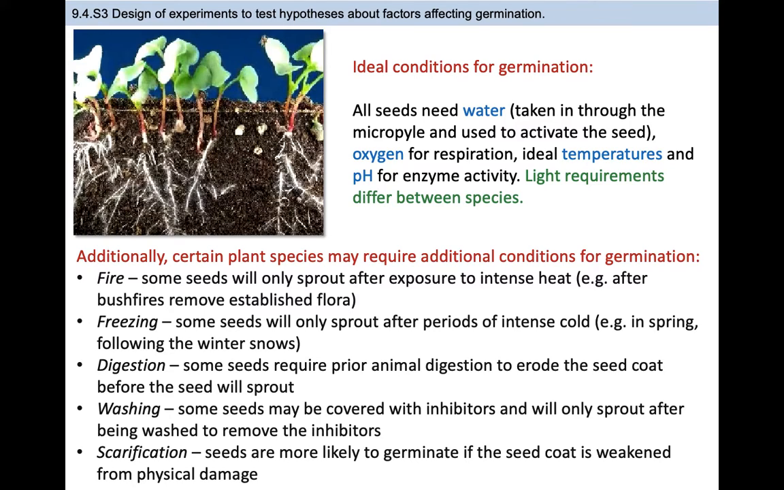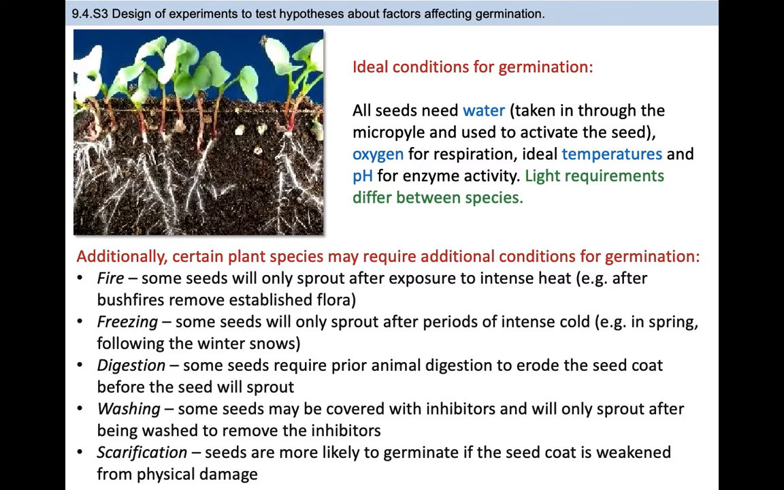So a lot of times there are some plants that we tend to plant in the fall so that they have this period of coldness and they become frozen. And it's that freezing that can actually allow the germination to occur. Then there's digestion. I mentioned this as well, that some seeds require digestion, so the animal enzymes help to break down the seed coat before it can sprout.